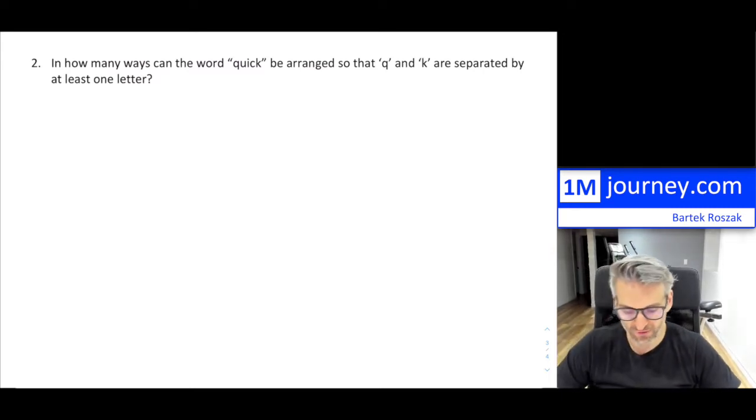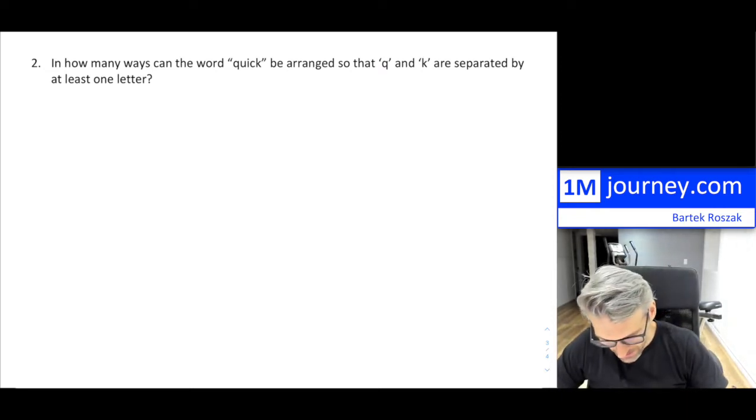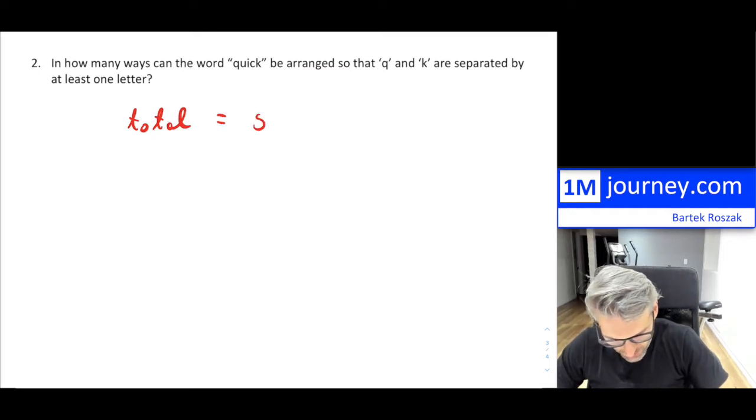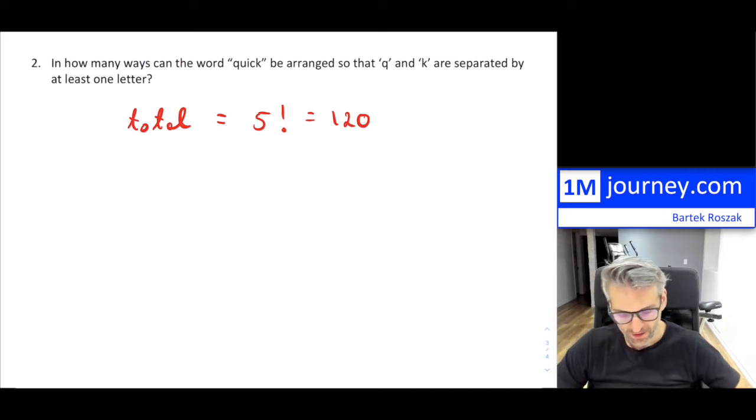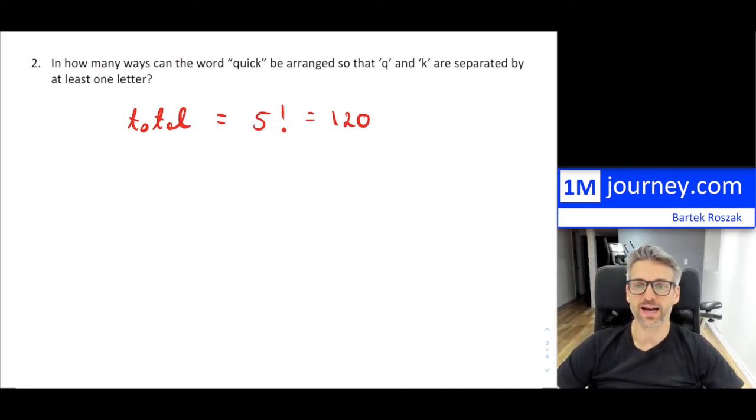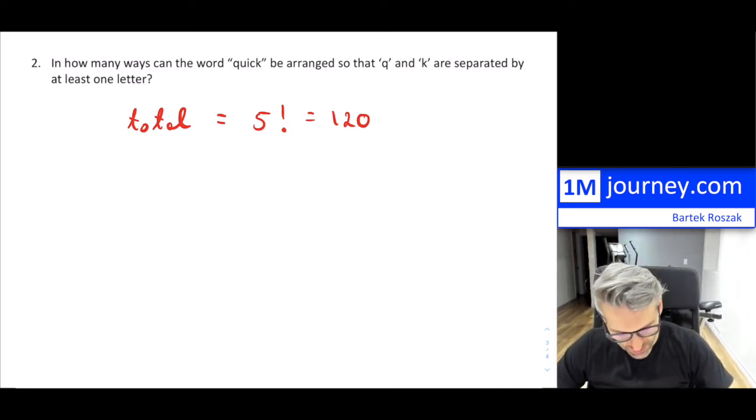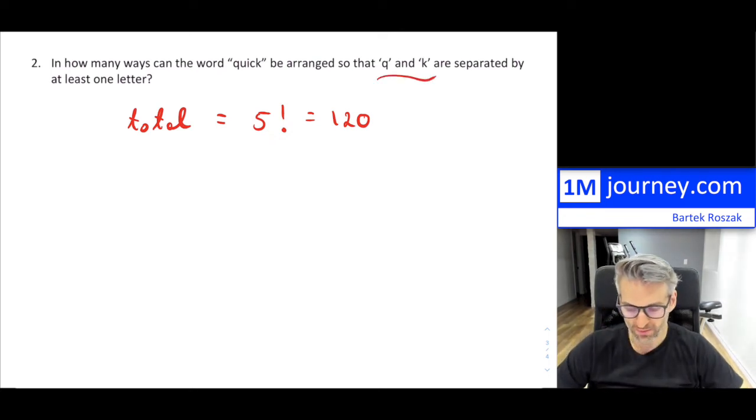QUICK has really 5 different letters, right? So Q, U, I, C, K. And you know that if you have 5 different letters, the total number of arrangements would have been 5 factorial, which is 120. That is if we didn't have any restrictions. Now we do have a restriction. Our restriction is that Q and K are separated by at least one letter.